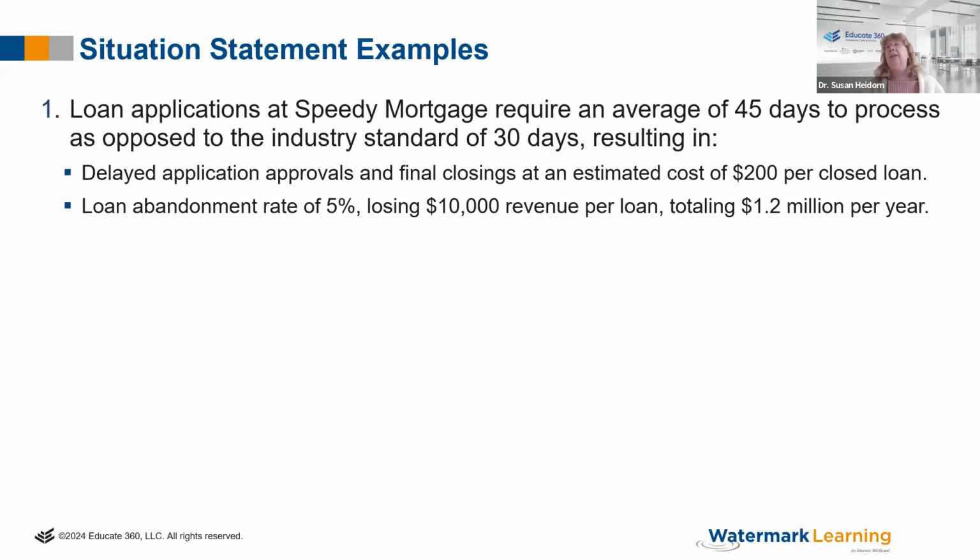Well, the delayed application approvals and final closings come at an estimated cost of $200 per closed loan. So we have delayed money coming in. Loan abandonment rate of 5%, losing 10,000 in revenue per loan. $1.2 million is why you should care. You don't think that's going to open some eyes? You've got to tell them why they need to care about this problem. They have lots of problems on their desk. They're not all going away.